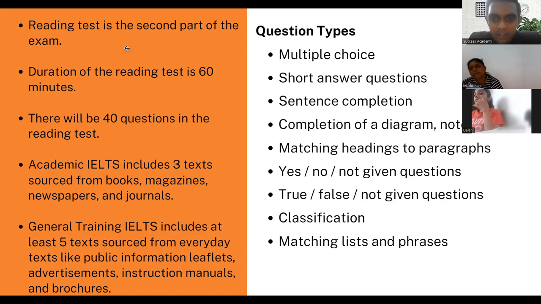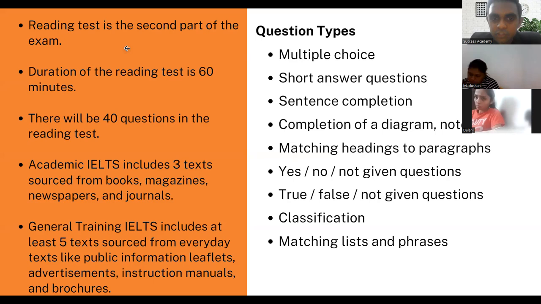But the general test is different. In the general test they have up to 5 or 6 paragraphs. Either 5, rarely they give 6 also. That means per section you might get 1 or 2 paragraphs. For those of you who are doing the academic test, if you want to get used to academic reading, then you need to read channels like BBC. BBC News, you all need to go and browse.